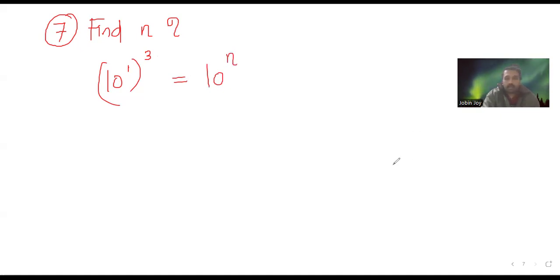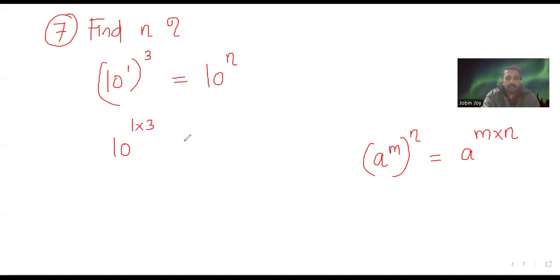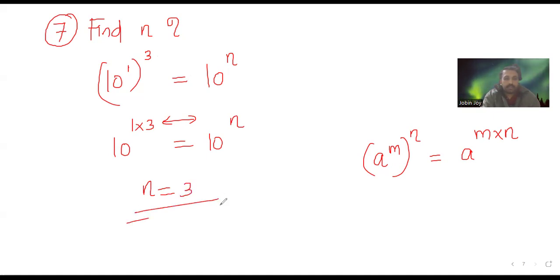So again, I will apply the law: (a raised to m) the whole raised to n equals a raised to m into n. So 10 raised to 1 into 3 will be equal to 10 raised to n. So I will equate the power. So n is equal to 3 into 1, 3. So the answer is 3. So the value of n is 3.